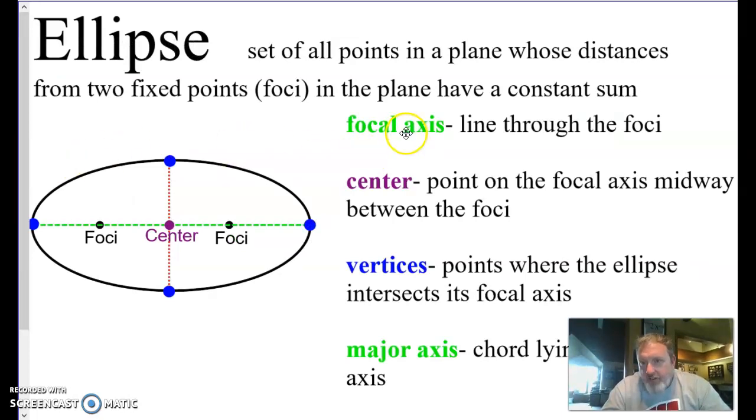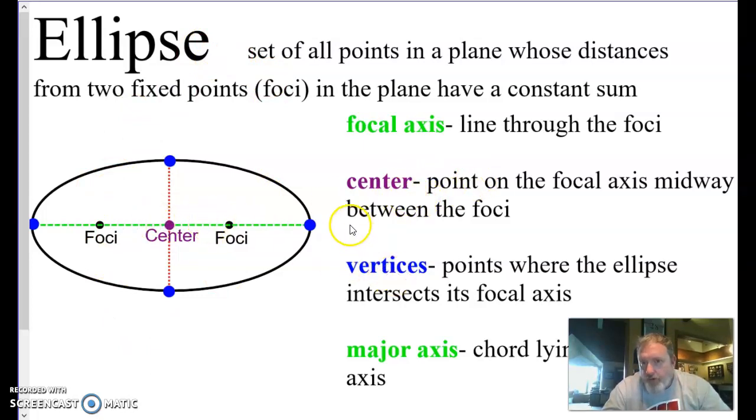The focal axis, that is the main axis through the center point and the foci. So if you think of a surfboard, this is the long way. Like if you're carrying it underneath your arm, the focal axis would be this way. If you stuck it up in the sand, then it would run up and down, and that would be the focal axis. The center point, that's halfway between the foci.